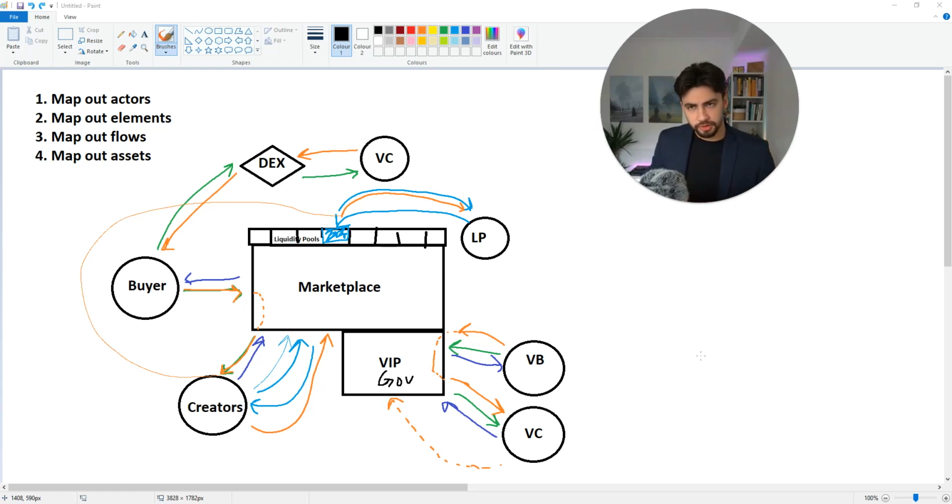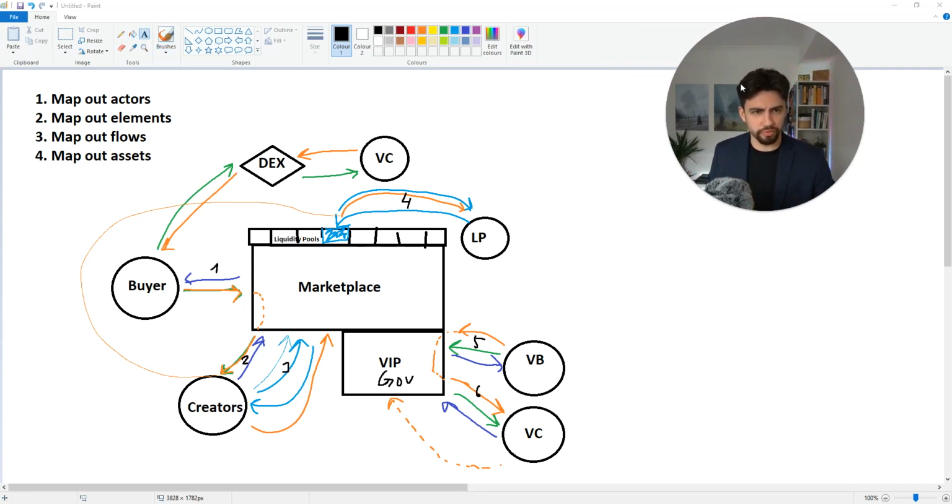Now, what you need to do is write out all of these things. So for example, you would need to add a little number 1 here. I mean, you can design this however you want, right? But this is how we like to do it. You have a number 1 here, a number 2 here, a number 3 over here, a number 4 over here, maybe a number 5 here, number 6. And then you number all of these different flows.